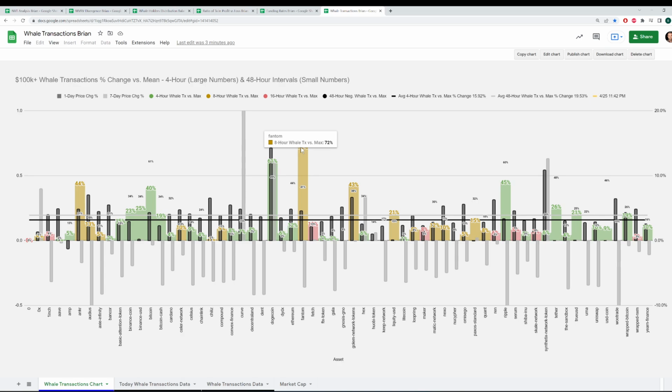So we can see Phantom from 8 hours ago to 4 hours ago had a huge spike where it got up to 72% within its max over the past 3 months. That's a very large spike. So that would be worth noting, especially considering it happened on a price rise. We would have to look at the chart, which I won't do in this video, but it might be something that is about to cause a big price shift.